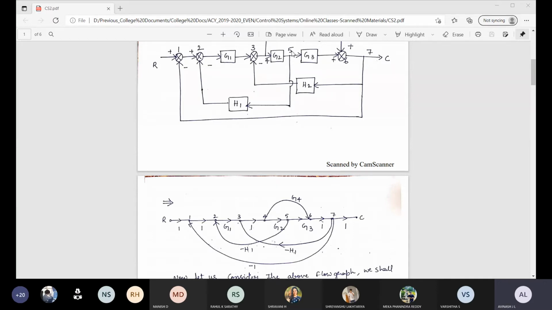Next, from 2 to 5, you make it minus H1. So 2 to 5 is minus H1.